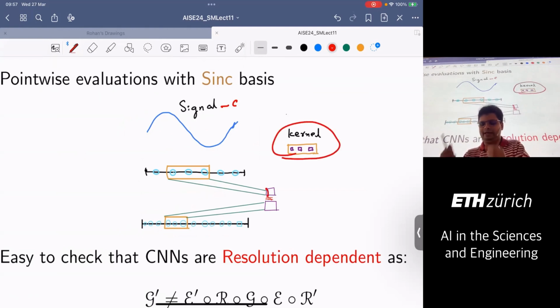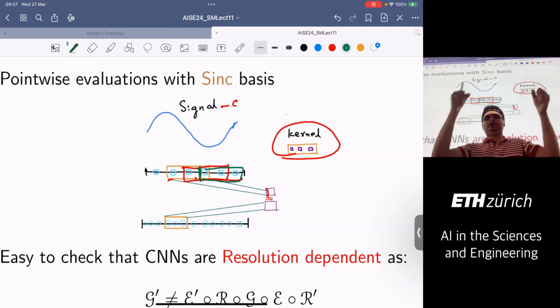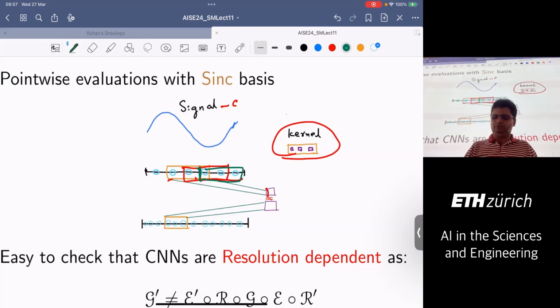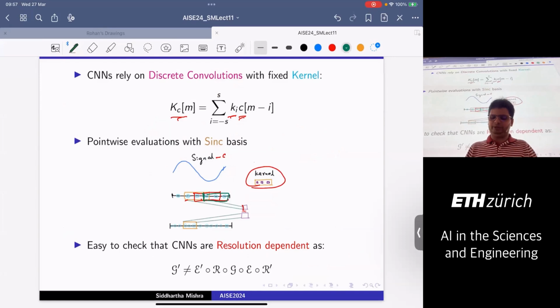And then at every iteration of this kernel, I hit a certain number of values. At the next iteration, I'm going to hit these values, and at the next iteration, these values, and so on. That's what convolution does, right? You slide a window through the signal. Now, why is it not a ReNO in this particular case?